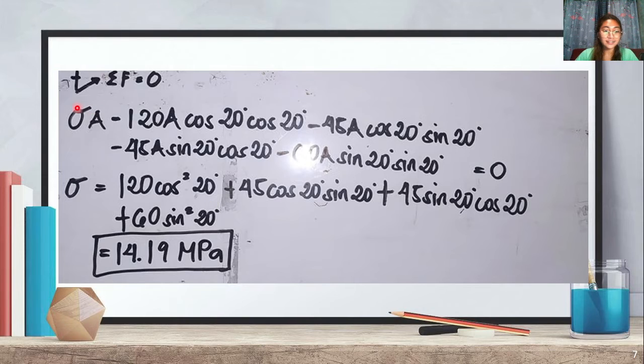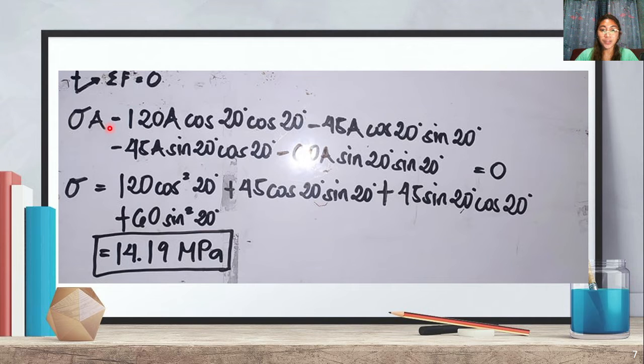So this is the solution in finding the normal stress from the given derivation of section 7.2. Sigma A minus 120A cosine of 20 degrees cosine of 20 degrees, minus 45A cosine of 20 degrees sine of 20 degrees, minus 45A sine of 20 degrees cosine of 20 degrees, minus 60A sine of 20 degrees sine of 20 degrees is equal to 0.